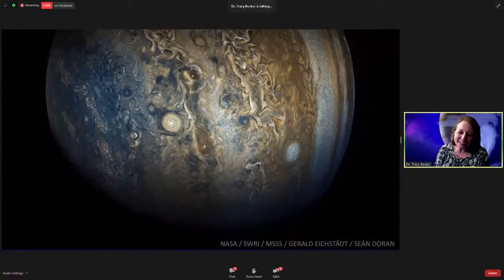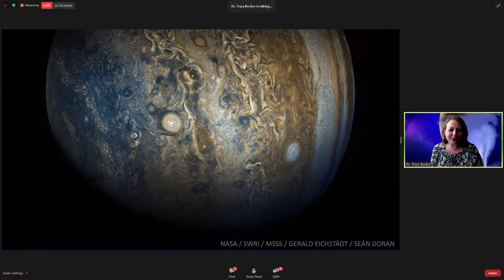So we start our journey today at Jupiter. This is an incredible image of Jupiter from the Juno spacecraft, whose science is operated out of the Southwest Research Institute here in San Antonio as well. But we're going to take you all on a journey to Jupiter's exciting moon system.